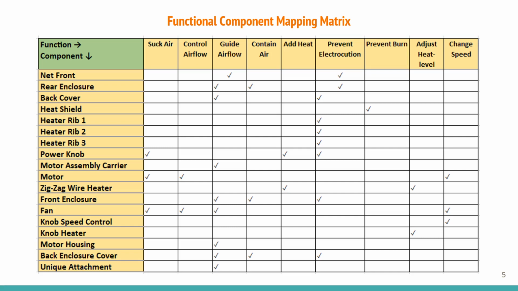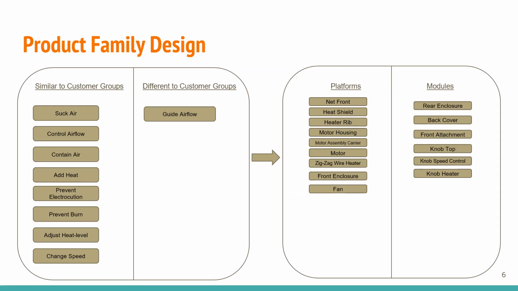From the chart, we can also see that the rear enclosure and the rear enclosure cover perform the same functions and will be optimized later. We can also see that there are 3 separate heater ribs that all perform the same functions and will be optimized as well. Here is the product family design overview.